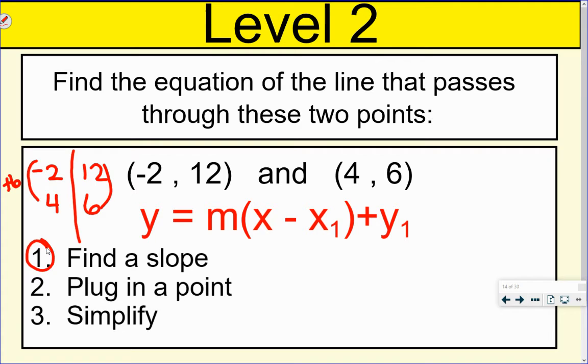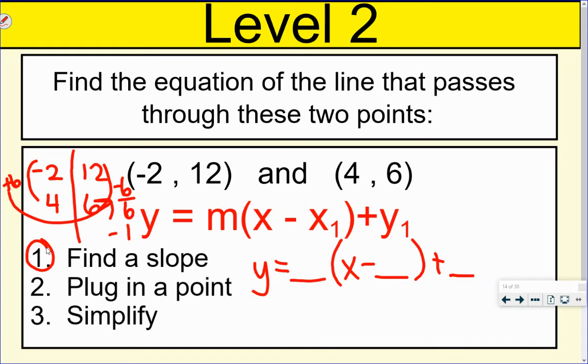How do I get from 12 to 6? I am going down 6. Slide and divide. -6 divided by 6 is going to be -1. Okay, so I like my formula in the fill in the blank version. So I'm going to say y equals blank times x minus blank, and then I'm going to have plus blank. What did I get? I got my slope, which was -1.